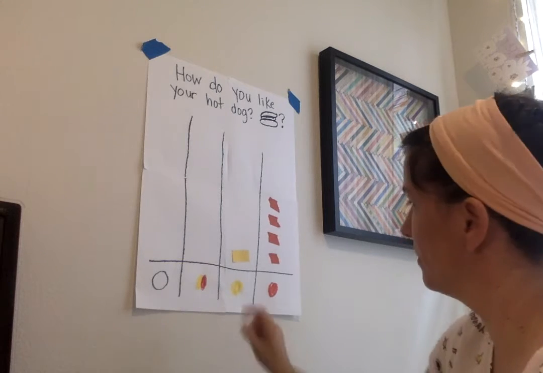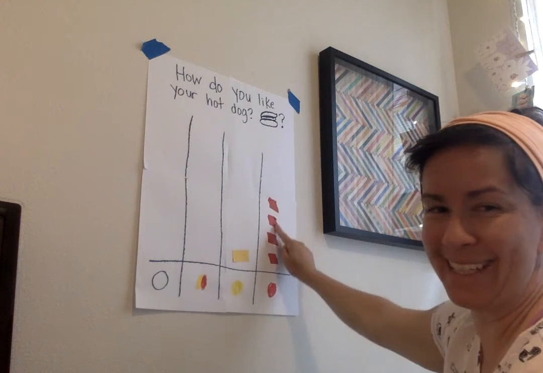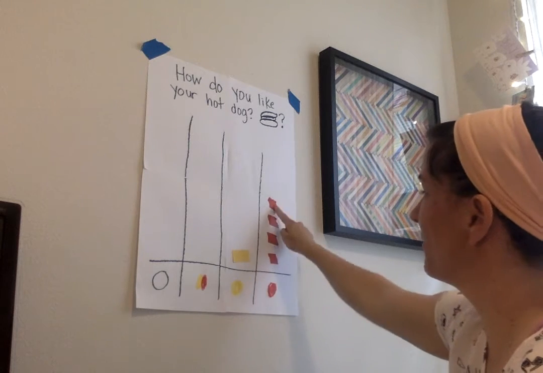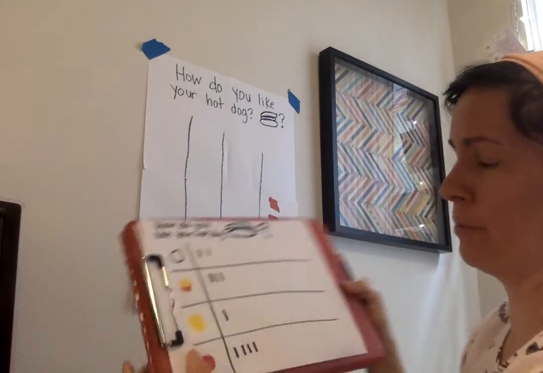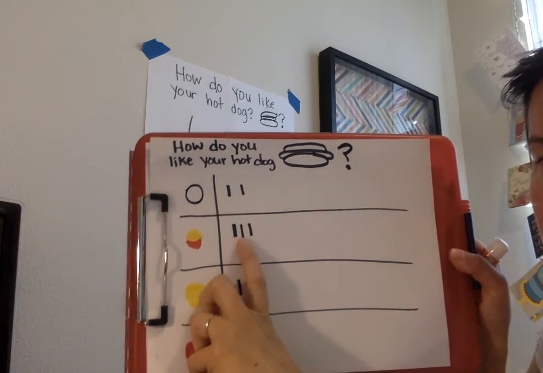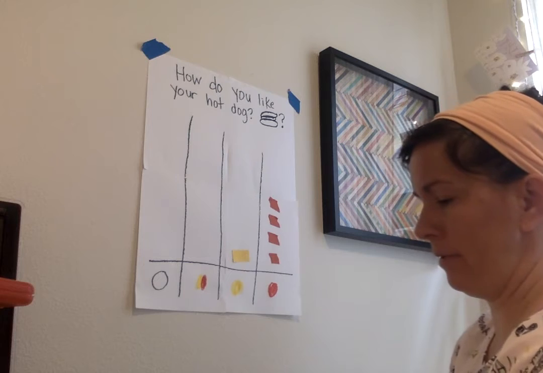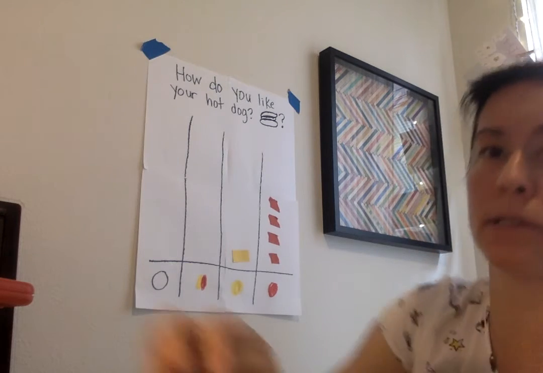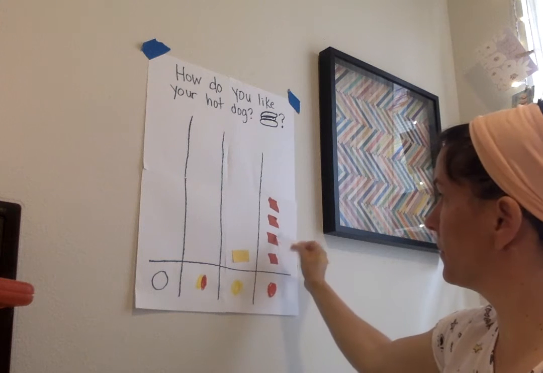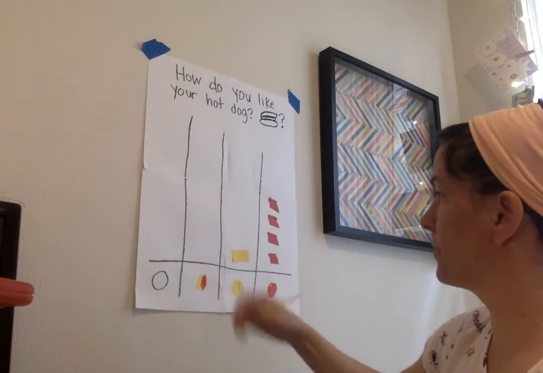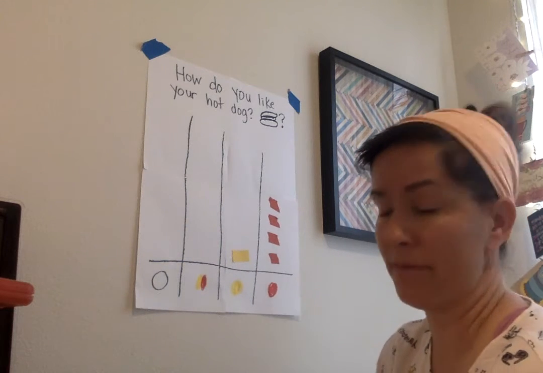Which one has more? Mustard or ketchup? Looks like ketchup. 1, 2, 3, 4, and then mustard just has 1. So let's see. For both, how many did we have again? 1, 2, 3. So for both, I'm gonna put, however you want to do it. If you have paint and you want to use paint to do like a little red circle or square or whatever, and then do some yellow, and then do both. However you want to make your chart, your graph.